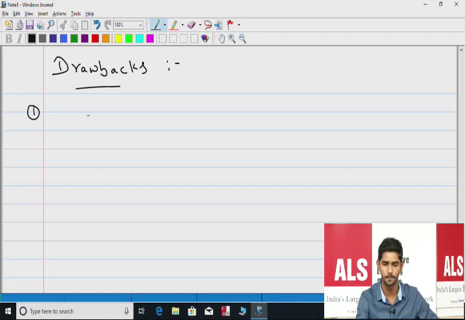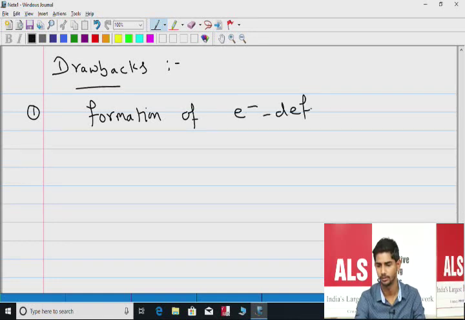First one was formation of electron deficient species.